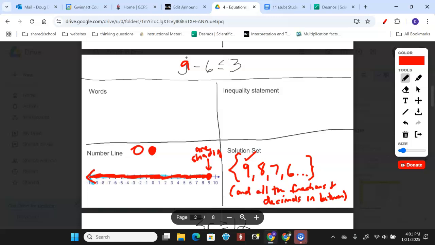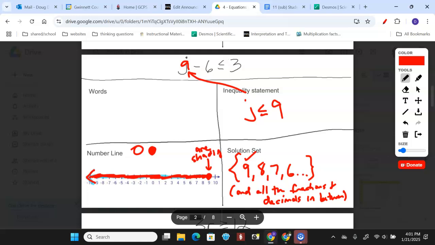Let's go to the inequality statement. So you'll notice down here, I've shaded all the numbers less than 9, including 9. So J can be any number less than 9, including 9. We're going to put the equal sign there to show it can equal 9. That's fine. Or it can be less than 9. So the inequality statement is just showing what numbers J can be to make it true. And J can be any number less than 9 or equal to 9.